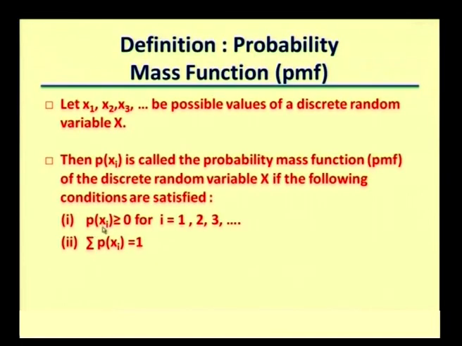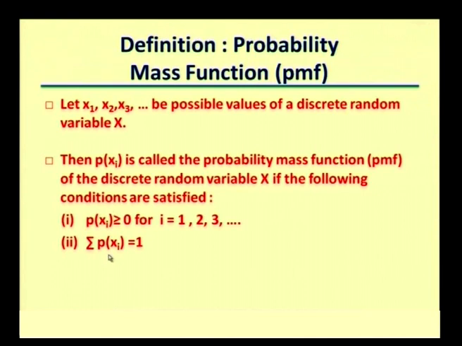So the probability conditions should be satisfied for the function of the probability also. Okay, what is the first condition? All the probability values should be greater than or equal to 0 for all the possible values of the discrete random variable, because probability values always lie between 0 and 1. So it should be non-negative. That is why it's called P of xi is greater than or equal to 0.